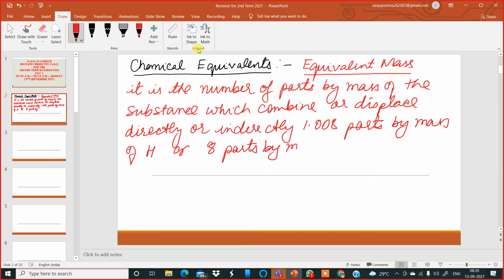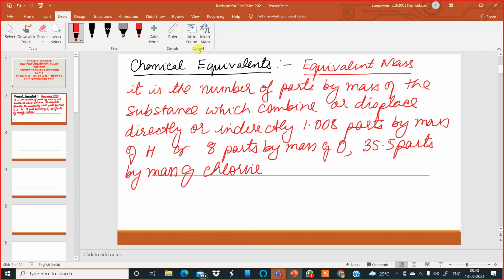by mass of oxygen, or we can say 35.5 parts by mass of chlorine, or you can say, if you take silver, 108 parts by mass of silver. Okay, so this is the definition.